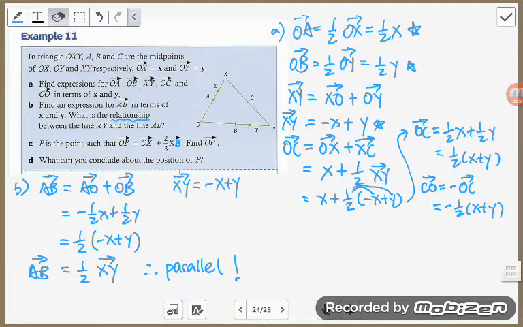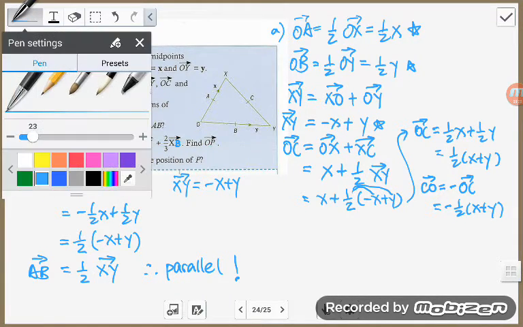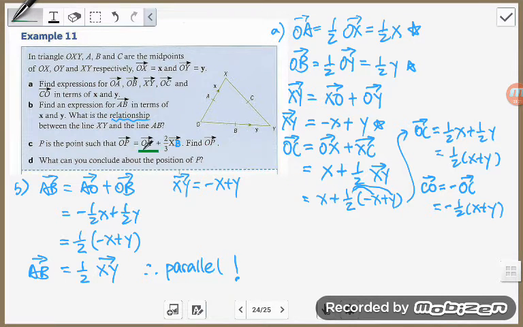Now for part C, I'm going to use a different color. Let's use green. For part C, they want us to find vector OP. And they have already given us what vector OP consists of, right? So vector OP is equal to OX plus 2/3 of XB. XB is this, right? But they're only talking about 2/3, so I'm gonna go maybe somewhere there.